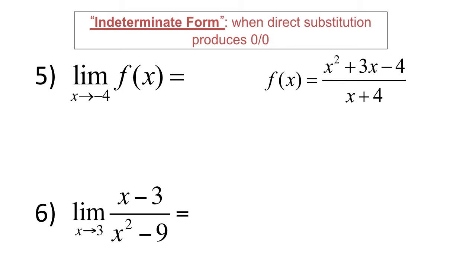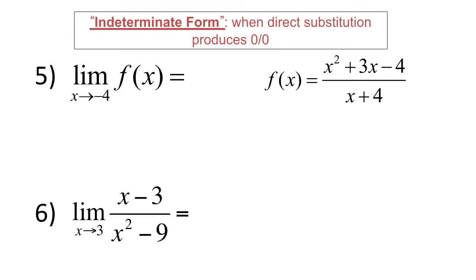Okay, the next two examples are focusing on when there's an indeterminate form, meaning 0 over 0. So again, you should always try direct substitution first, and the indicator that you'll need to do more is when you get 0 over 0. So just to quickly show you, number 5, we have the limit as x approaches -4 of the function f of x, and f of x is defined as this rational function x squared plus 3x minus 4 over x plus 4.